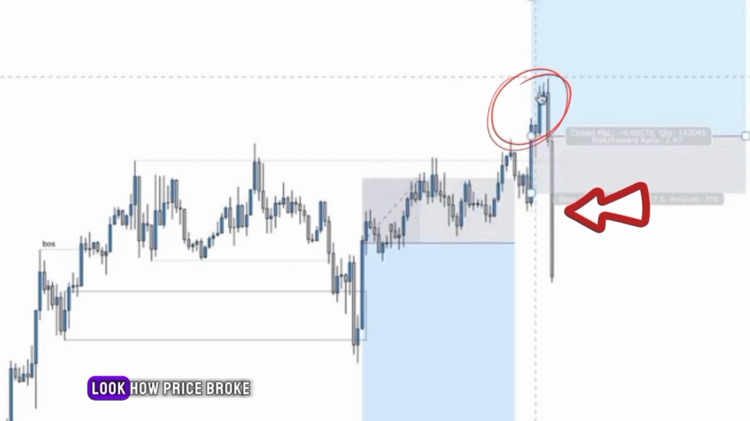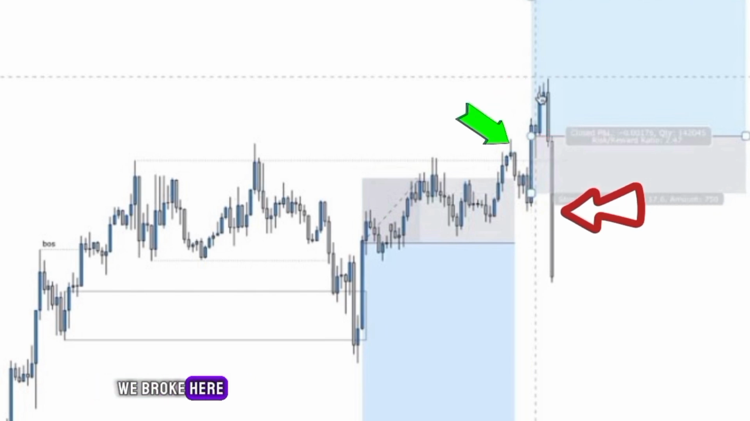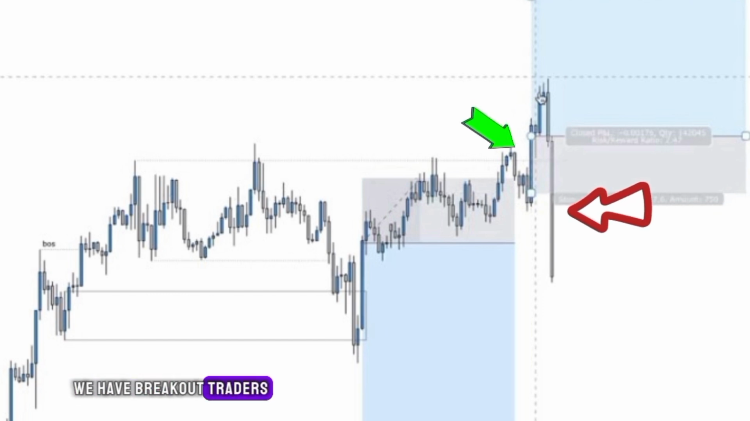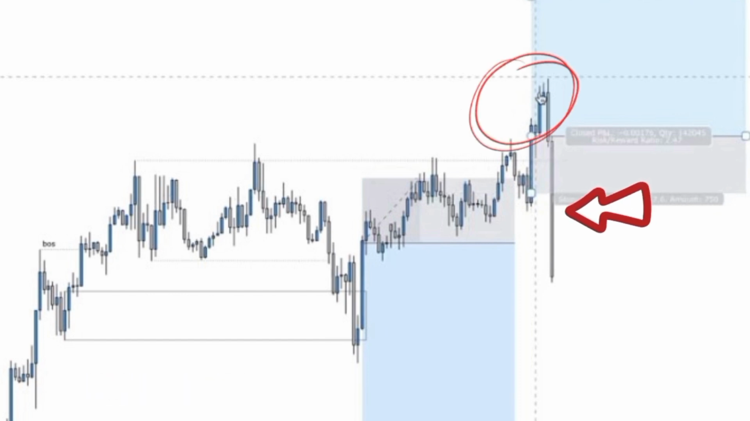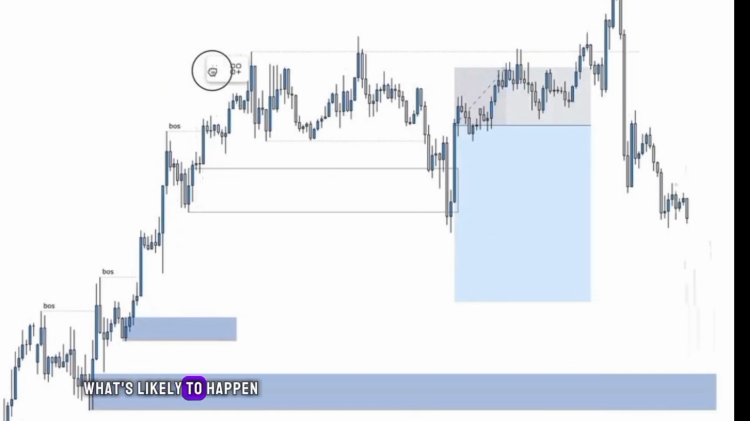Now at this area look how price broke, we broke here but we pulled back in, people also selling here. We have breakout traders looking to go long, stop loss back inside, and they get into profit and it flips on them. So we are taking liquidity from both sides, buy and sell sides. So what's likely to happen now? Well, price has a reason to come down, but what can we look at for a potential entry?